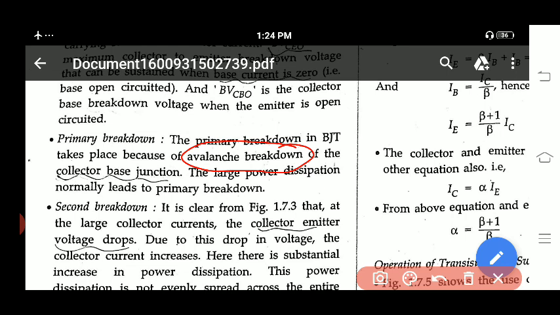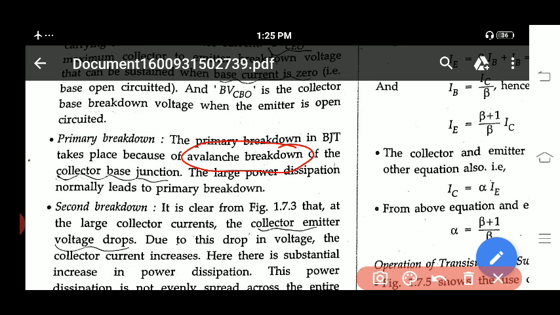Usually a transistor is made up of NPN, or you can consider a transistor made of PNP. Here you have two diodes connected. NP is one diode, PN is another diode. If you consider PNP, PN is one diode and another PN is another diode. In between N and P there will be a junction. That junction breakdown also takes place. That will be avalanche breakdown of the collector base junction. You can call this a primary breakdown.